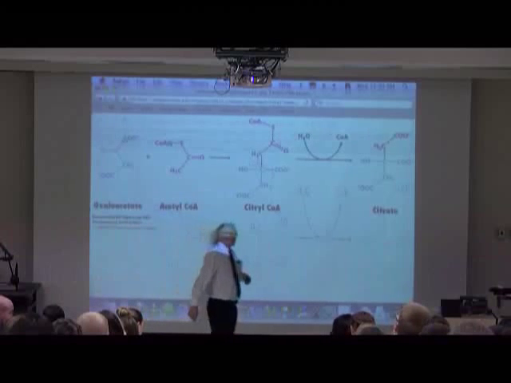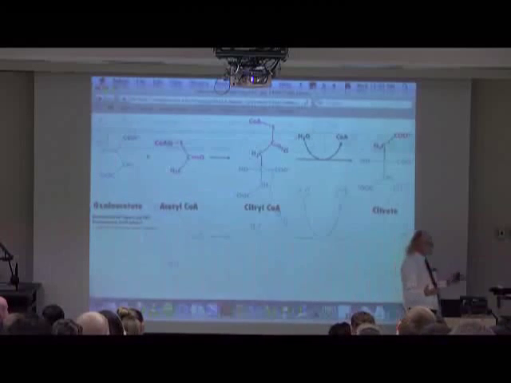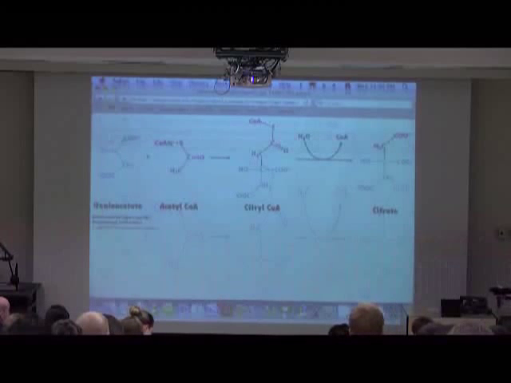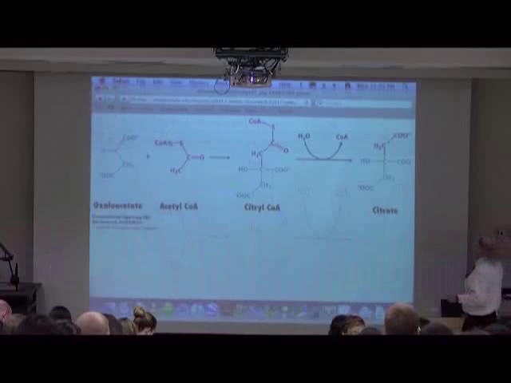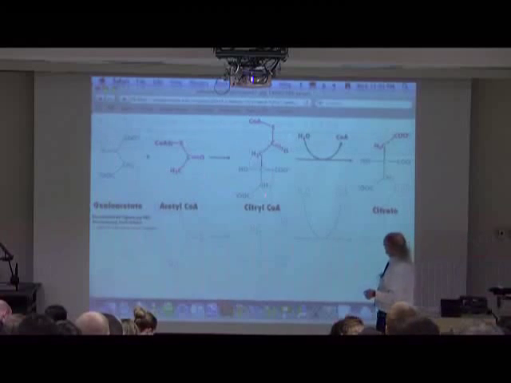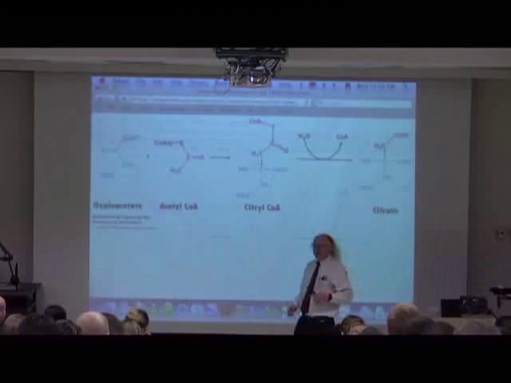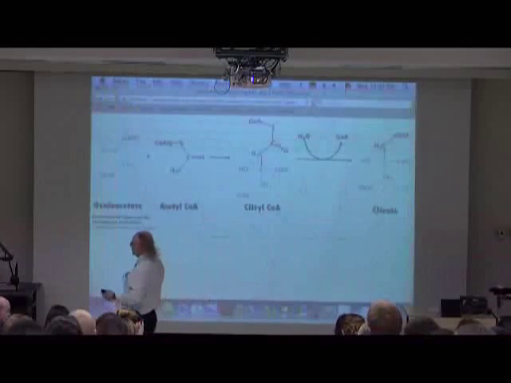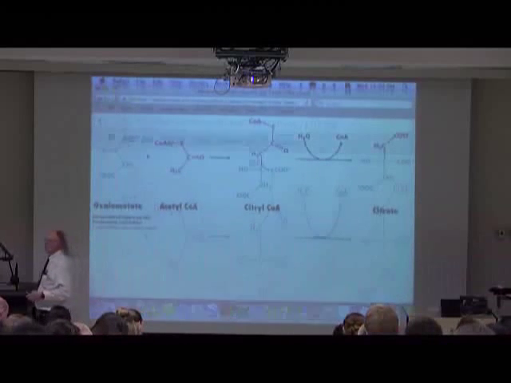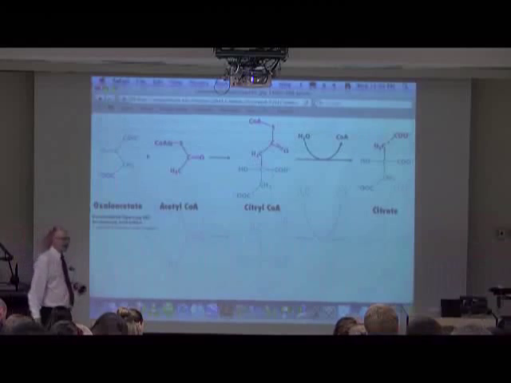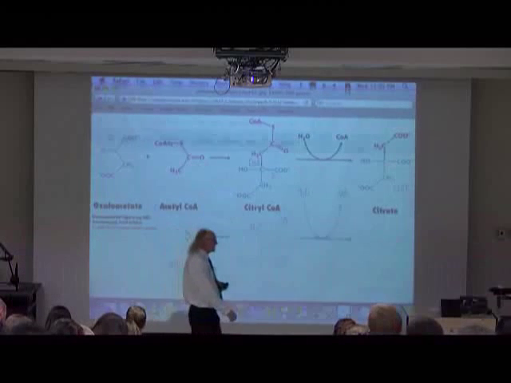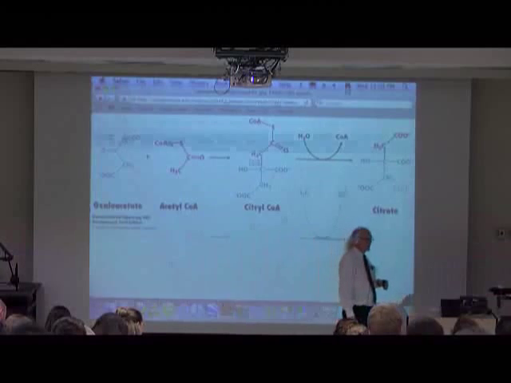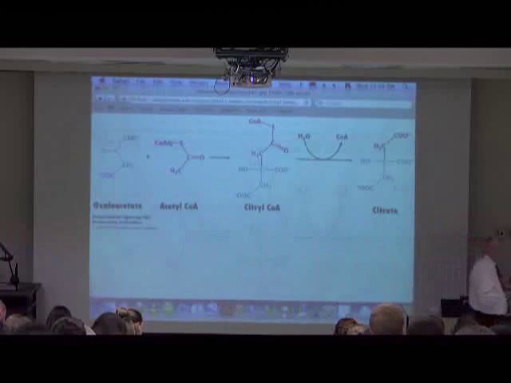Citrate is a 6-carbon intermediate. Its formation is catalyzed by an enzyme known as citrate synthase. And this reaction, which adds these 2 carbons onto oxaloacetate, is a very energetically favorable reaction. It's not too far off of being as energetically favorable as the pyruvate formation reaction in glycolysis, which was what I called the Big Bang. So this is a pretty energetic reaction.